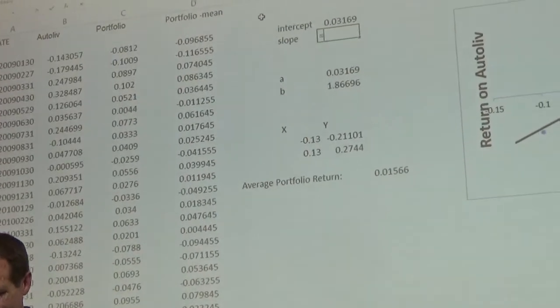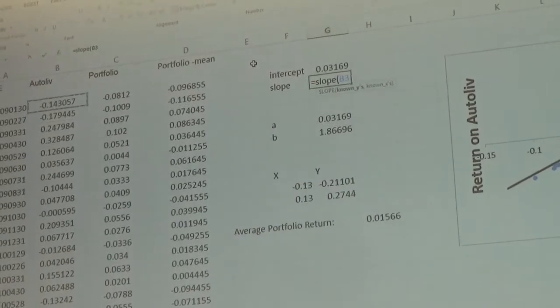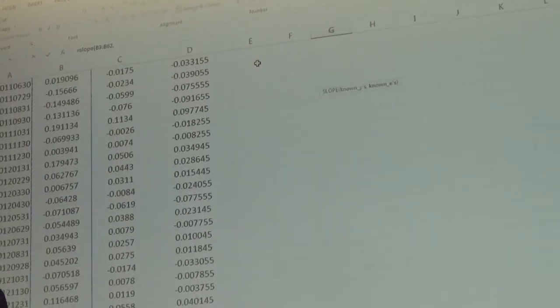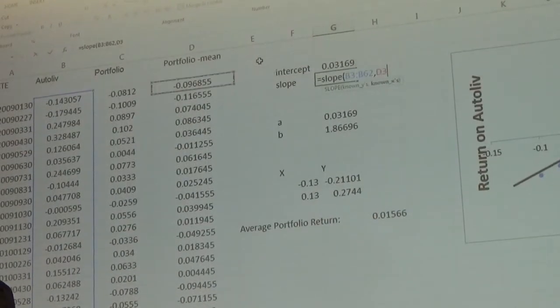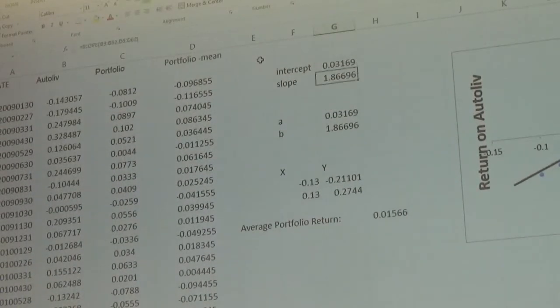So Excel has a function called slope. It says, give me your known Y's and your known X's. My Y's are column B, and my X's are column D. Okay, and that gives me also my slope. So this is my intercept. This is my portfolio beta.